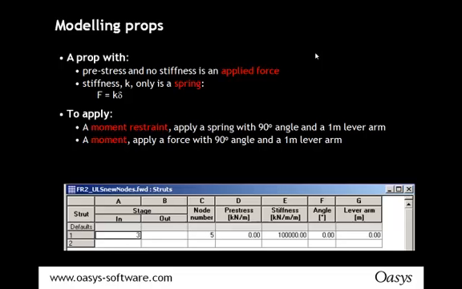And to apply a moment restraint, you apply a spring with a 90-degree angle over a 1 meter lever arm. But if you want to apply a moment, you apply a force with a 90-degree angle over a 1 meter lever arm. So there's a number of different ways of applying struts, for example, and this kind of breaks it down a little for you.